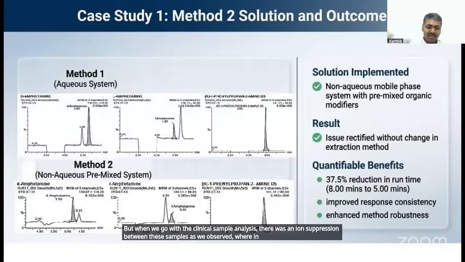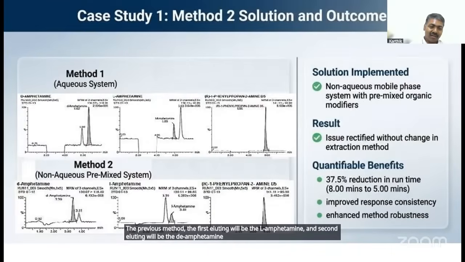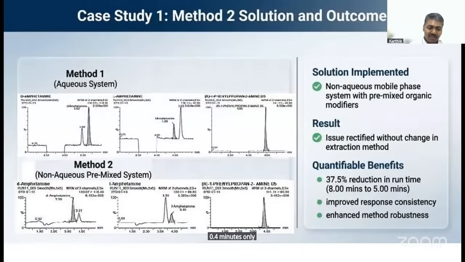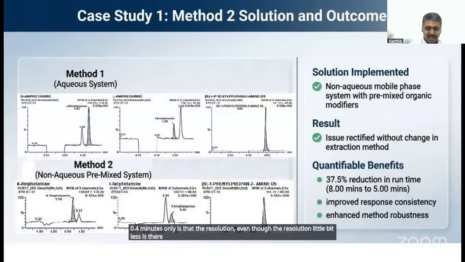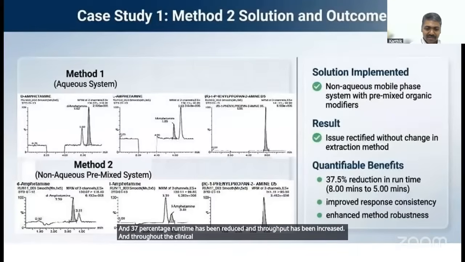In method 2, the previous method had an 8 minute run time and the second has a 5 minute run time. In the previous method the first eluting peak was L-amphetamine and the second was D-amphetamine. With the changed chromatographic conditions and mobile phase, D-amphetamine comes first and L-amphetamine second, and the resolution is only 0.4 minutes. Even though the resolution is a little less, the results were reproducible, there was no ion suppression, the run time was reduced by 37%, throughput increased, and the consistency was there throughout the clinical sample analysis.